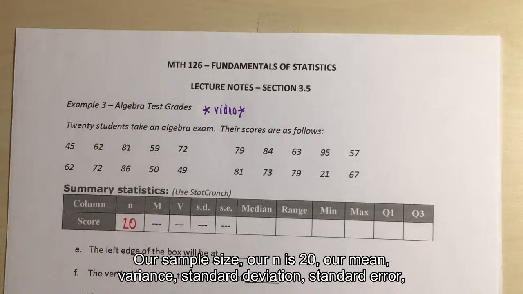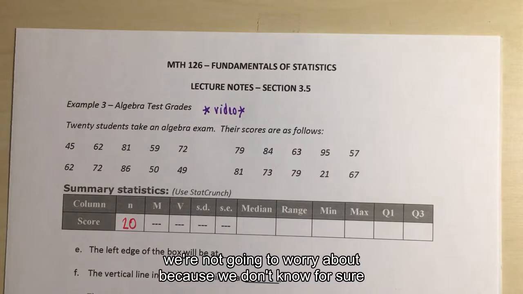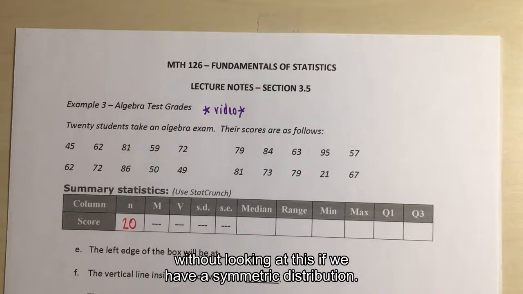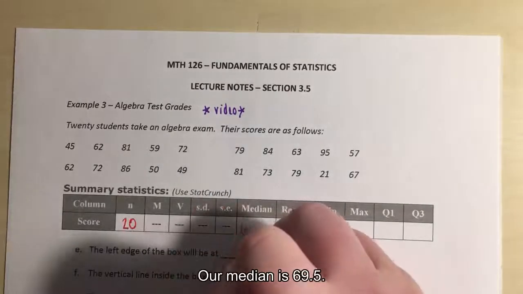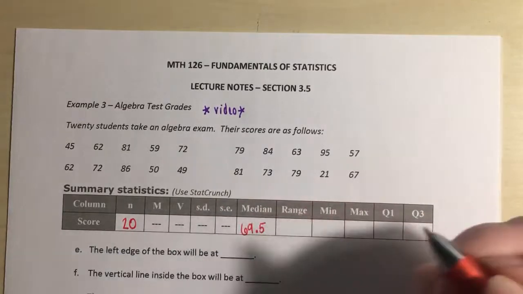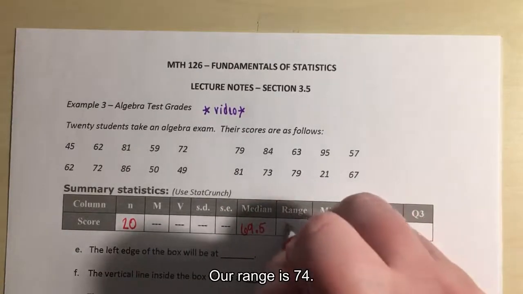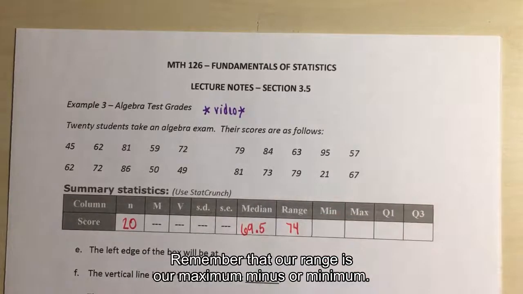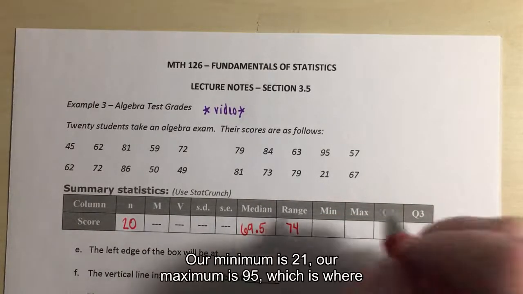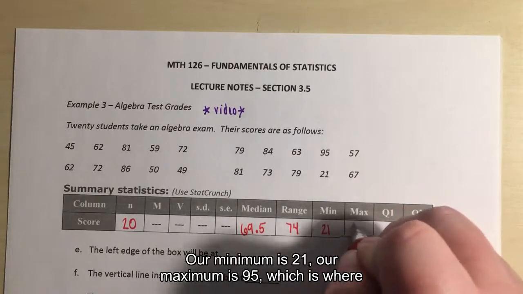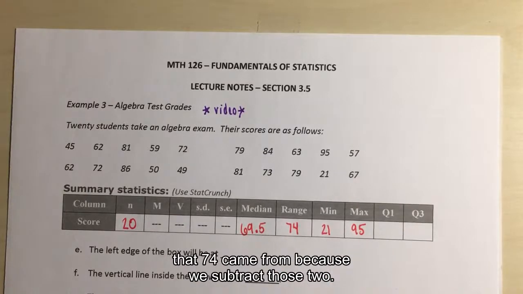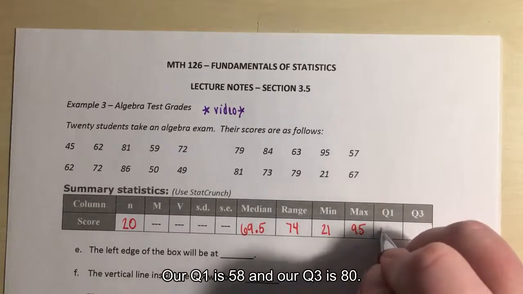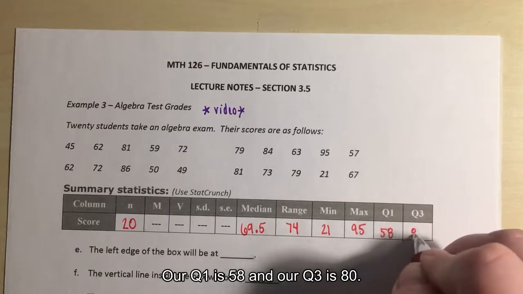Our mean, variance, standard deviation, standard error, we're not going to worry about because we don't know for sure without looking at this if we have a symmetric distribution. So we're just going to focus on our other values. Our median is 69.5. Our range is 74. Remember that our range is our maximum minus our minimum. Our minimum is 21. Our maximum is 95, which is where that 74 came from because we subtract those two. Our Q1 is 58, and our Q3 is 80.